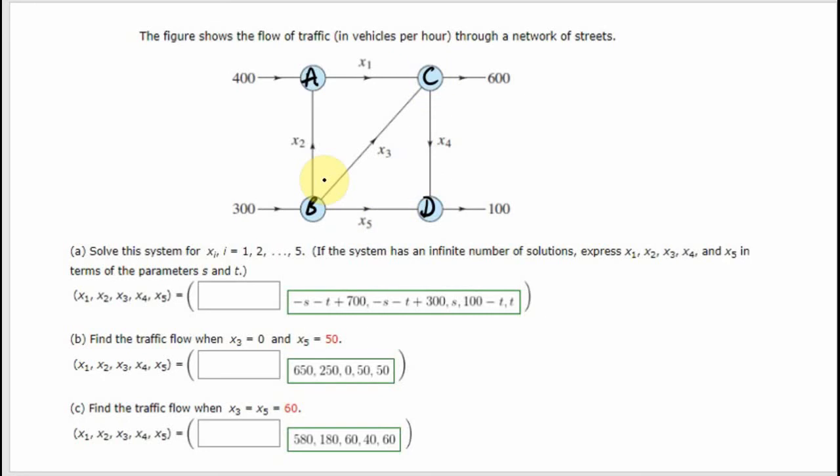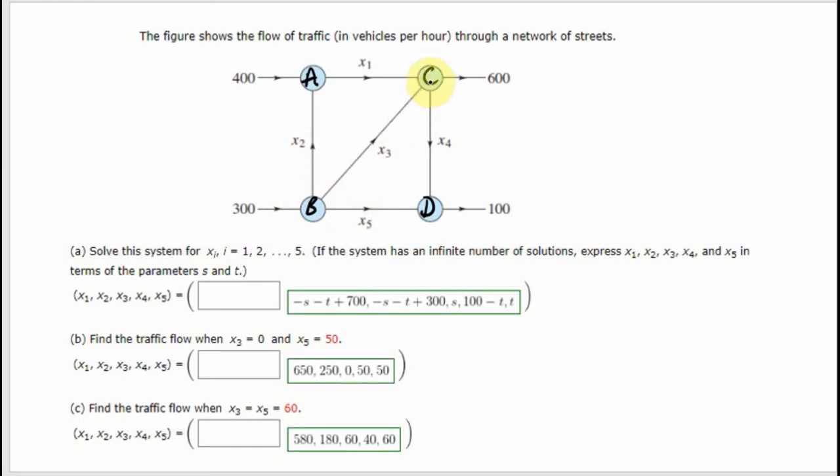First it says solve the system. So we're going to solve this system based on looking at node A. The traffic that comes in has to equal the traffic that goes out. The traffic coming in is the 400 plus x sub 2. That has to equal x sub 1. Then you move to B. What goes in is 300, but what comes out is x sub 2, x sub 3, and x sub 5.